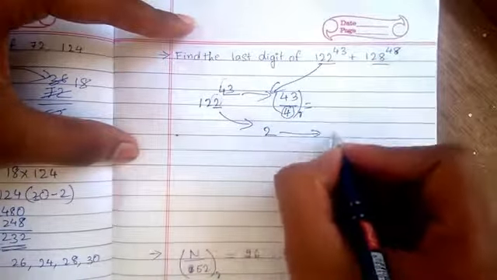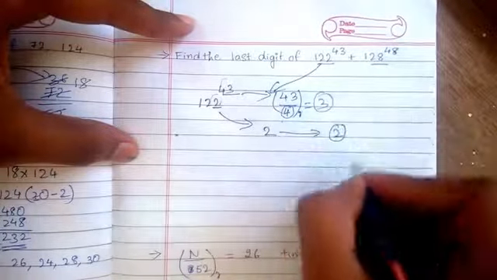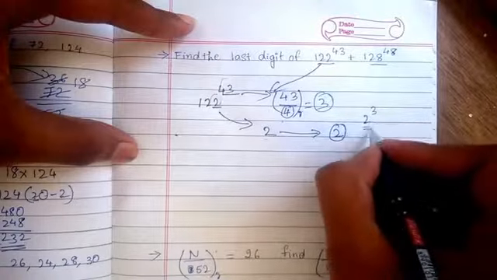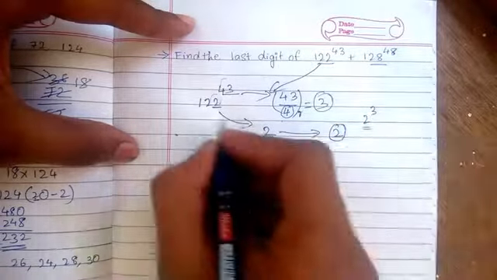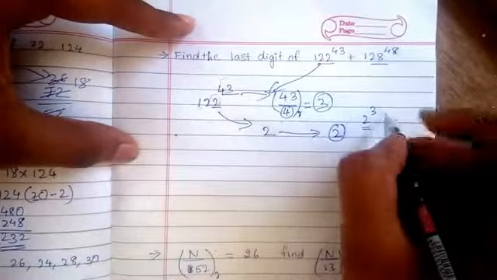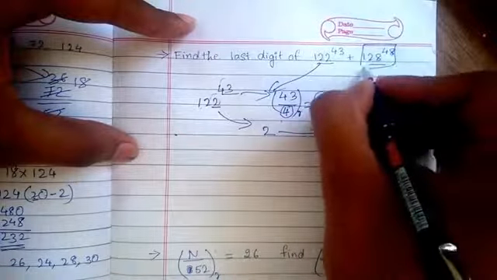Now take this number forward, and the remainder being 3, take 2 to the power 3. Whatever 2 power 3 ends with is the same number that 122 power 43 will end with. 2 power 3 is 8, so it ends with 8 itself, and we proceed to the next part.